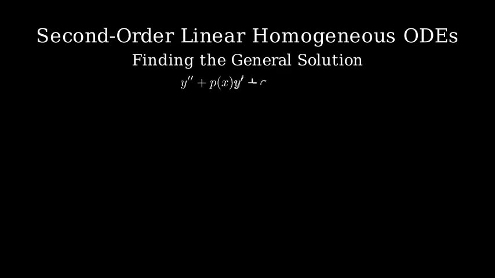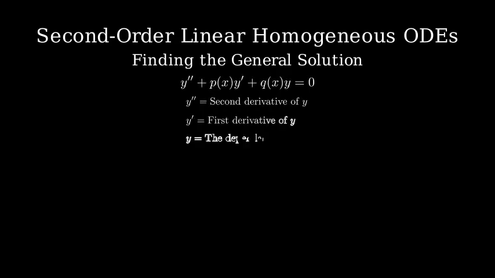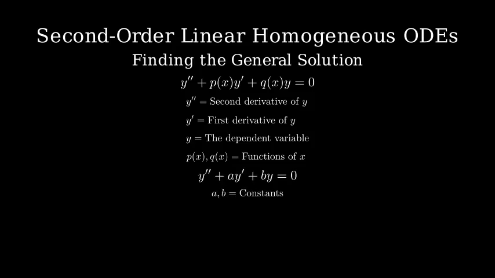The standard form is y'' + p(x)y' + q(x)y = 0. Here, p(x) and q(x) are functions of x, and the equation is called homogeneous because the right side equals 0. In this video, we'll focus on the constant coefficient case, which is extremely important in applications. In this case, our equation simplifies to y'' + ay' + by = 0, where a and b are constants.